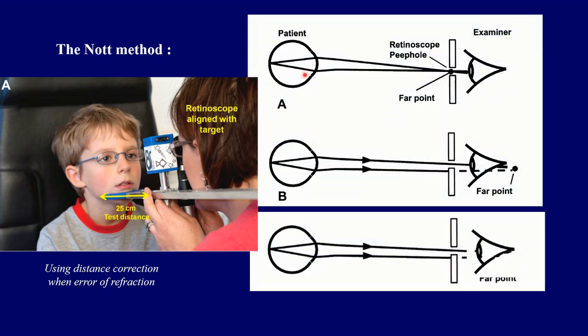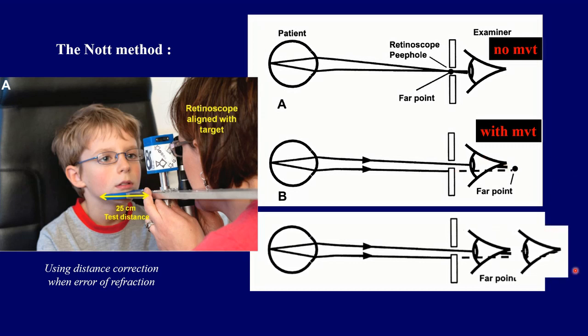Now we are expecting that rays are coming from the patient, and as the patient is accommodating on this target, we are expecting to see the movement of the red reflex as no movement. But in most cases, we see a with movement because of accommodative lag. So this with movement is because the accommodation is not to the degree we expected. So the far point is behind the observer and the retinoscope.